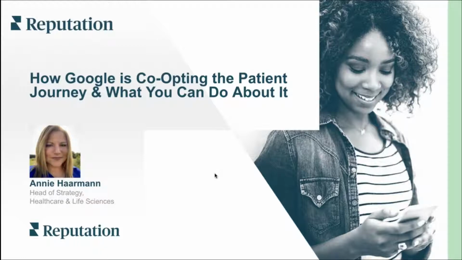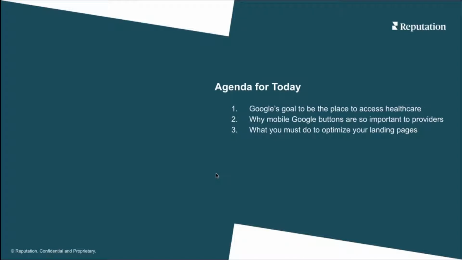So let's get started here. I want to start with a high-level overview of what we're going to be covering. Why it is that we're talking about this: Google is really aiming to be the single point for all consumer conversion that is occurring on the web. Why Google mobile buttons are now really important to pay attention to, and some changes that have come recently to that experience, and what you need to do to optimize your landing pages so that you are able to be found in this changing journey and within changing expectations for consumers.